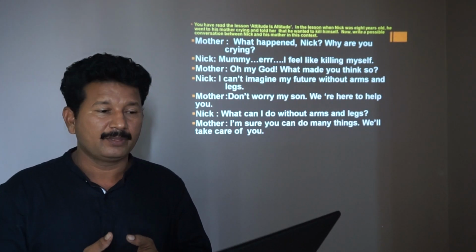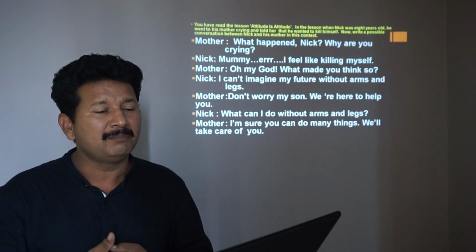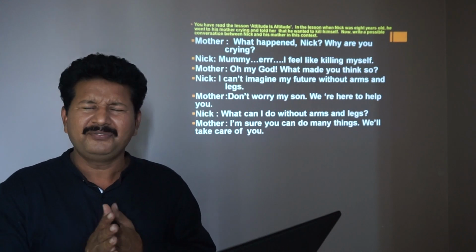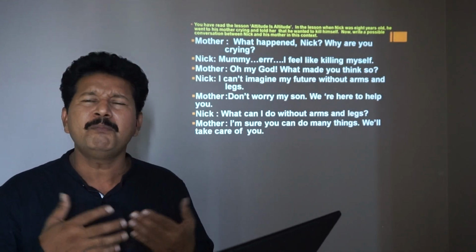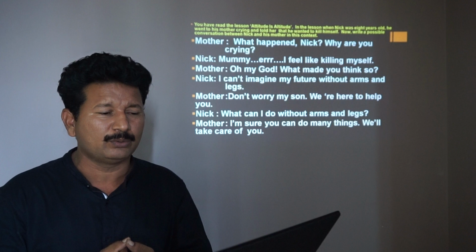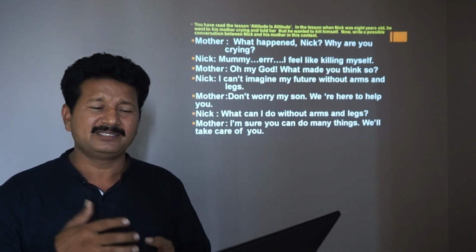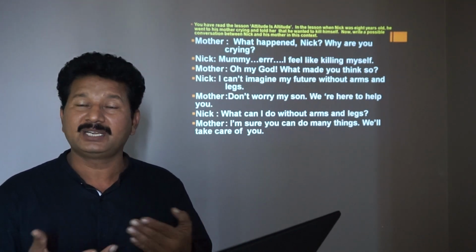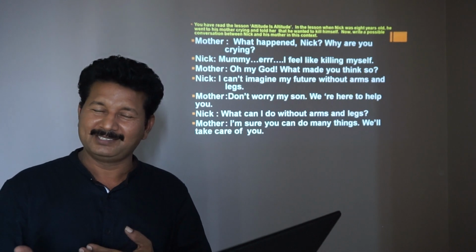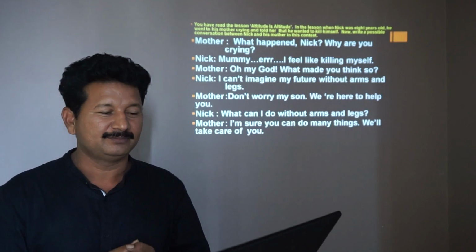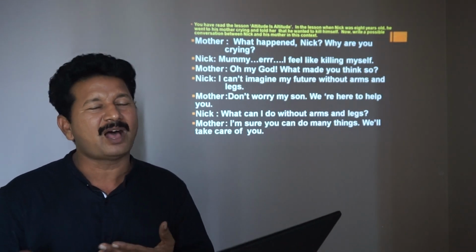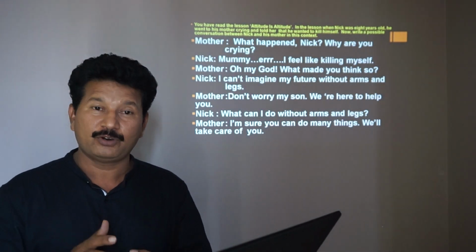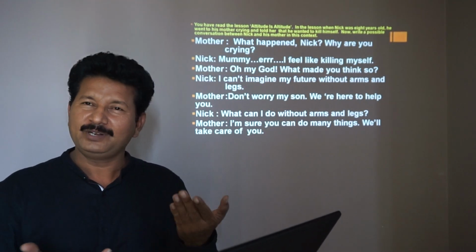What happened, Nick? Why are you crying? Mommy, I feel like killing myself. Oh my God, what made you think so? I can't imagine my future without arms and legs. Don't worry, my son. We are here to help you. What can I do without arms and legs? I'm sure you can do many things. We'll take care of you.